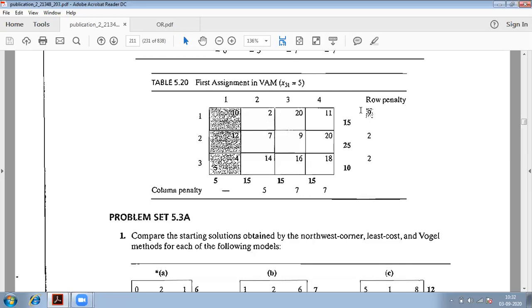Among these, the largest penalty is 9. So against the largest, 9, go for this particular row. 2 is the least cost cell. So allocate the maximum possible to this cell. So how much can you allocate to this?